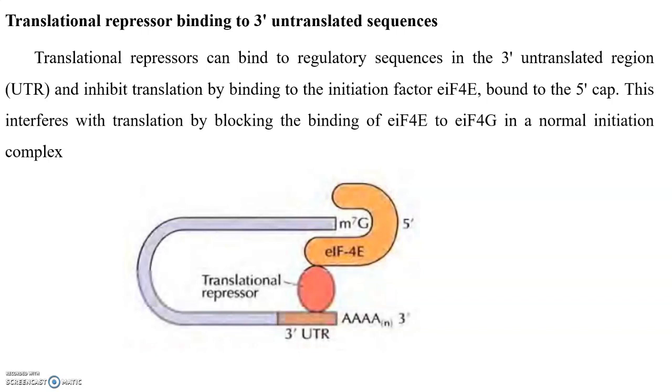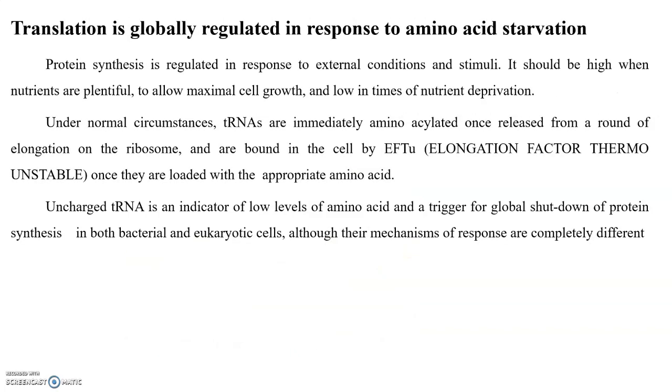Translation repressor binding to the 3' untranslated sequence. The translation repressors can bind to the regulatory sequence in the 3' untranslated region and inhibit translation by binding to an initiation factor, eIF4E, bound to the 5' cap. This interferes with translation by blocking the binding of eIF4E to eIF4G in a normal initiation complex.